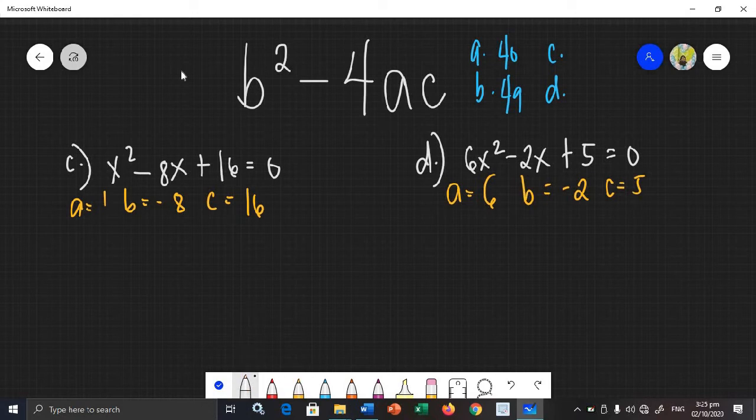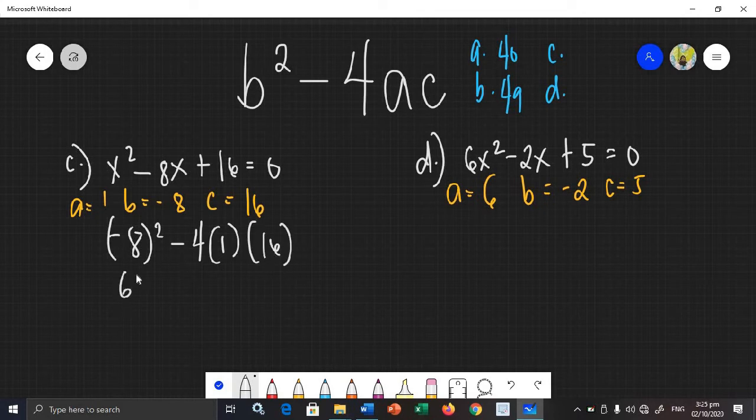And then, solve for the discriminant. Minus 4 times 1 and 16. This is 64 minus 4 times 1 times 16. This is also 64. 64 minus 64, this is 0. Okay? So, 0.